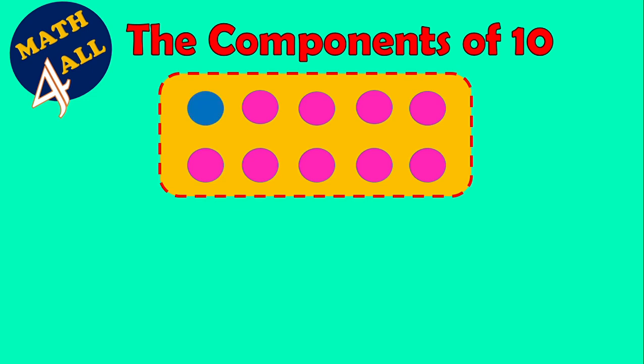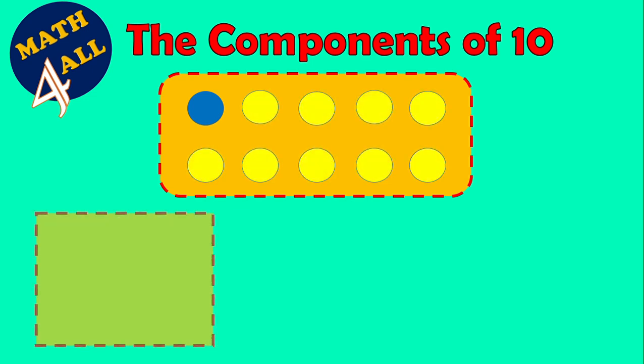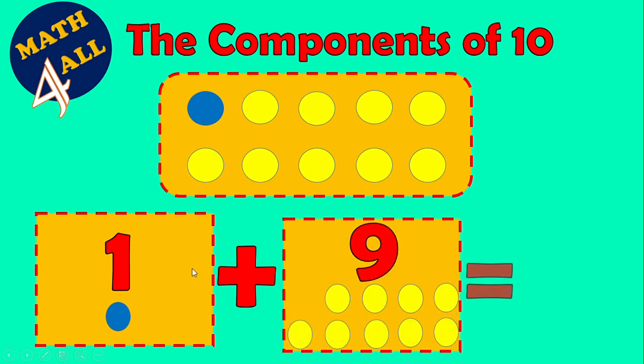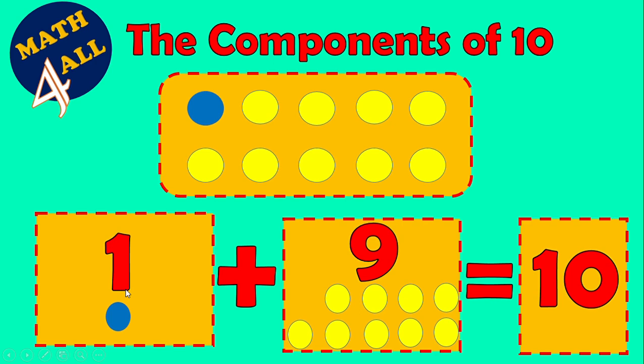First, if you break this 10, then you take just one circle. How many circles remain with you? Let's count. 1, 2, 3, 4, 5, 6, 7, 8, and 9. So 1 circle plus 9 circles equal 10.